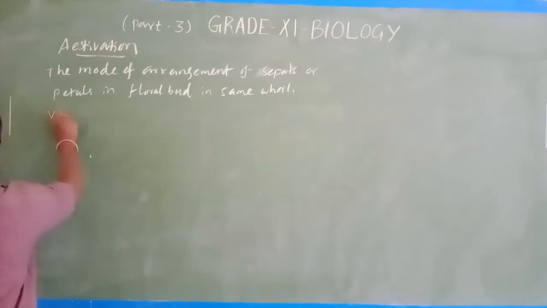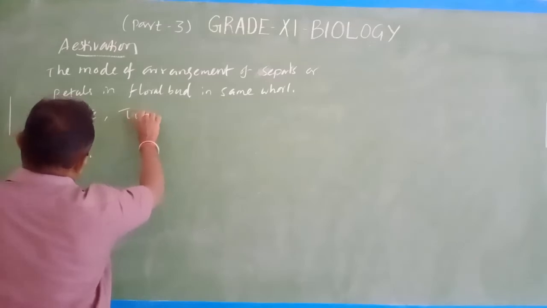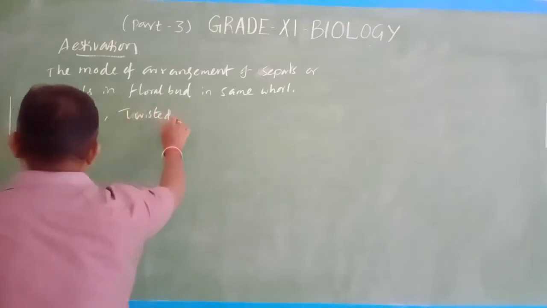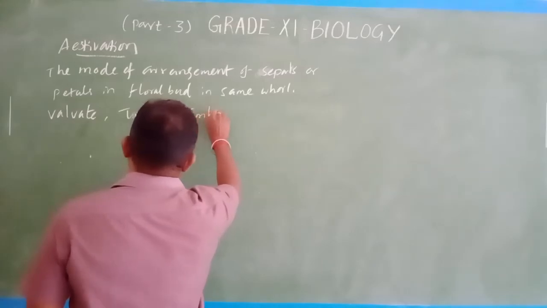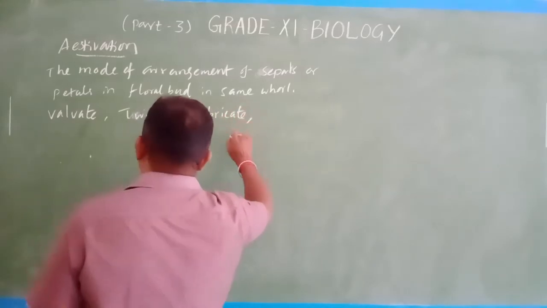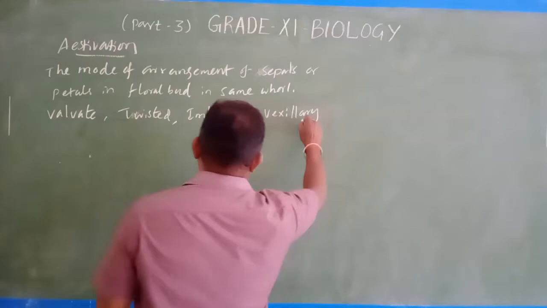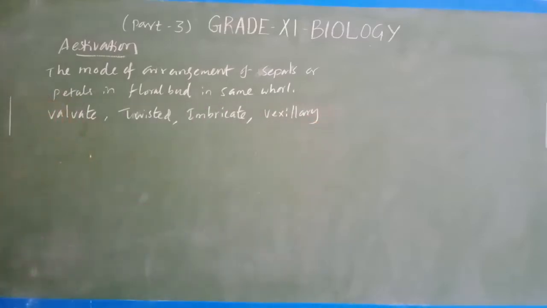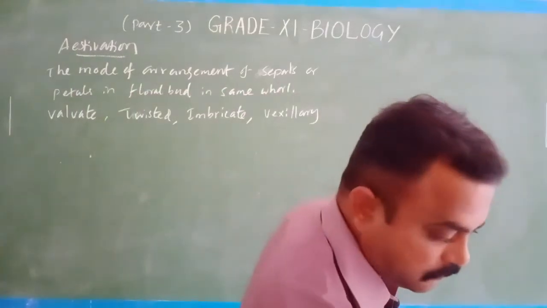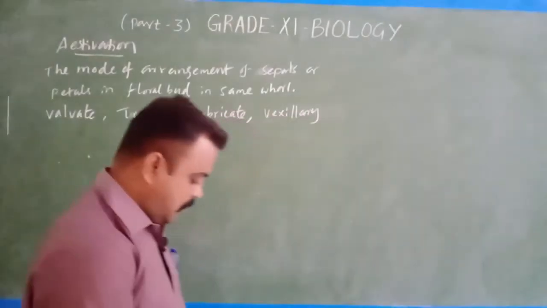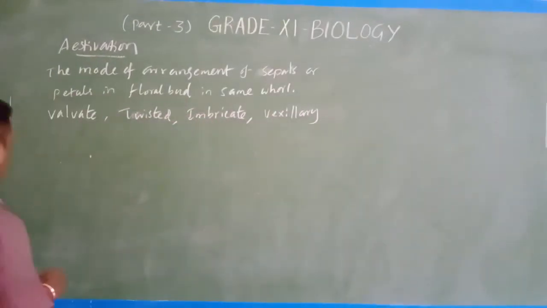That is valvate, next twisted, next imbricate, and the next one vexillary. So four types we have: valvate, twisted, imbricate, vexillary. Okay, one by one we will see what it is. First one, we will start with valvate.